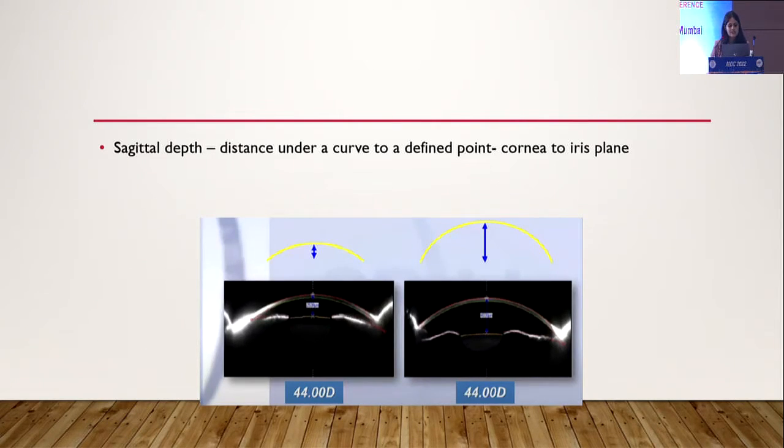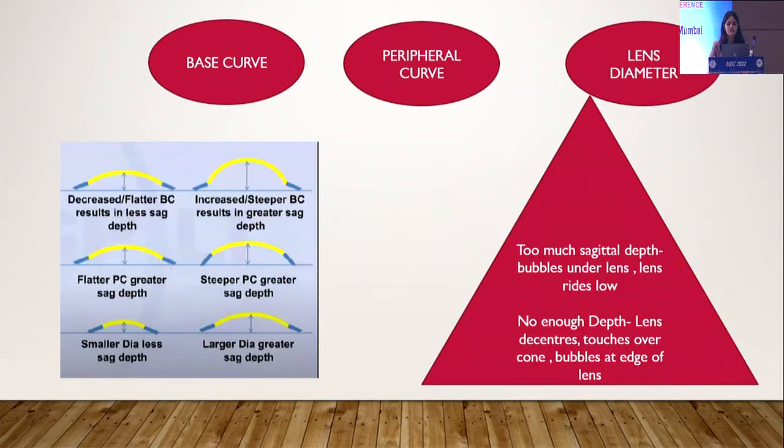Dr. Krishna had discussed the sagittal depth. What is important to remember here is that a patient having the same keratometry, that is the two pictures that you can see here, can have very different sagittal depths. And how is it important? Because if the patient's contact lens fitting has very high sagittal depth, there will be bubbles under the lens and the lens will ride low. Whereas if the sagittal depth is not enough, the lens will keep decentering. So you can modify the base curve of the contact lens, the peripheral curve, and the lens diameter to give them a complete fit along with a good sagittal depth.